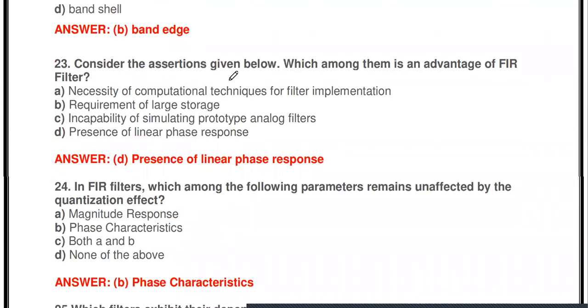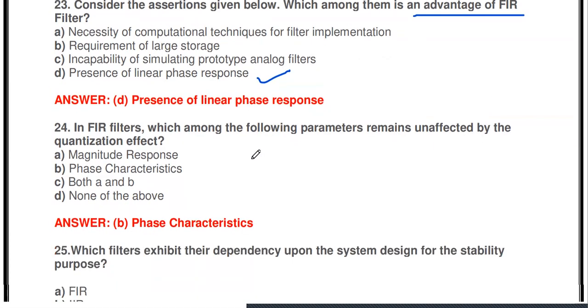The next one, consider the assertion given below, which among them is an advantage of FIR filter? The necessity of computational technique for filter implementation, requirement of large storage, incapability of simulating prototype analog filter, presence of linear phase response. So the advantage of the FIR filter is the presence of linear phase response. Maximum of all FIR filters are linear phase FIR filters.